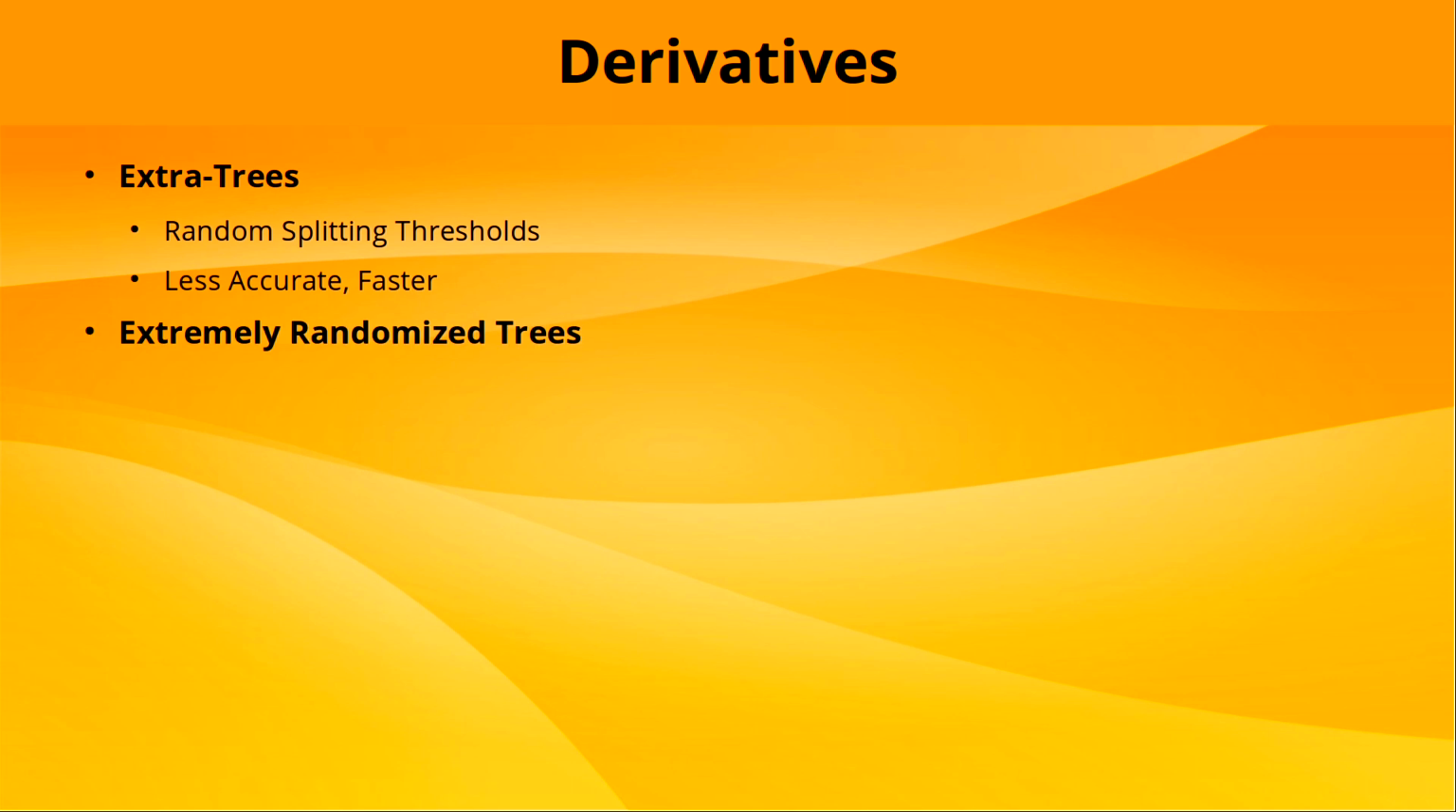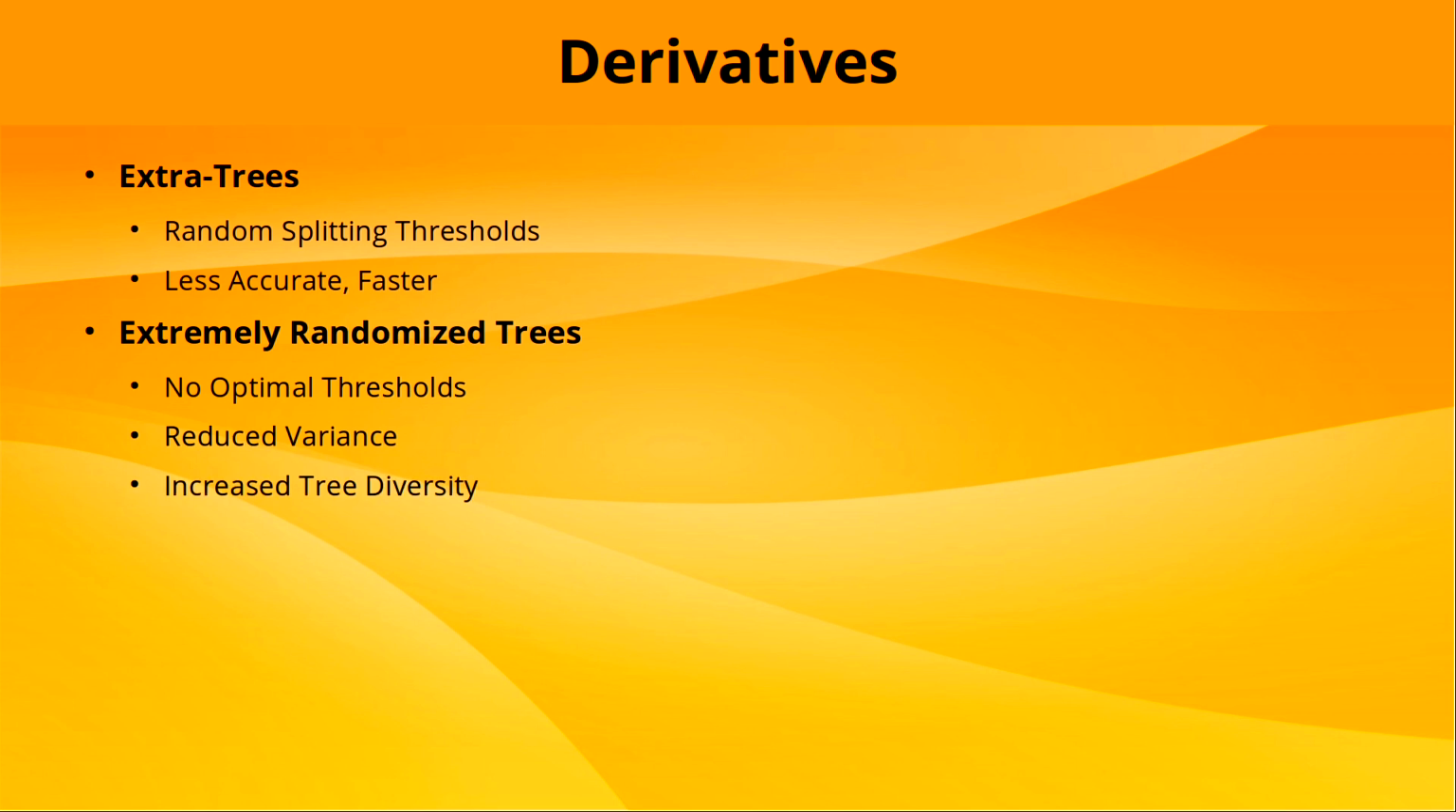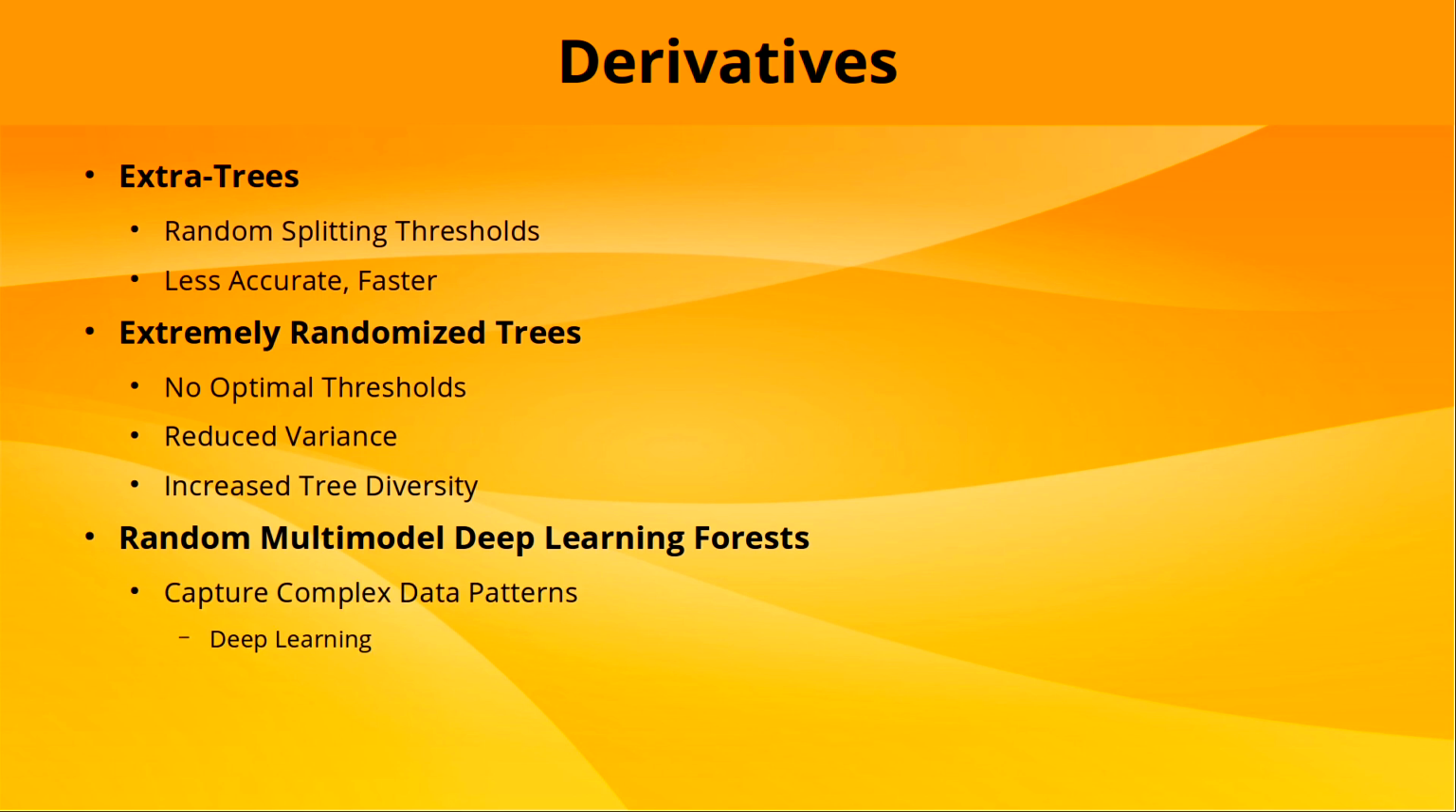Extremely randomized trees. Similar to extra trees, this variant adds an additional layer of randomness by randomly selecting a subset of features at each split, without considering any optimal thresholds. This approach can reduce the variance and increase the diversity of the trees. Random multi-model deep learning forests. This derivative combines random forests with deep learning techniques. It aims to improve the performance by integrating the strength of both approaches, leveraging the ability to capture complex data patterns of deep neural networks and the interpretability of random forests.